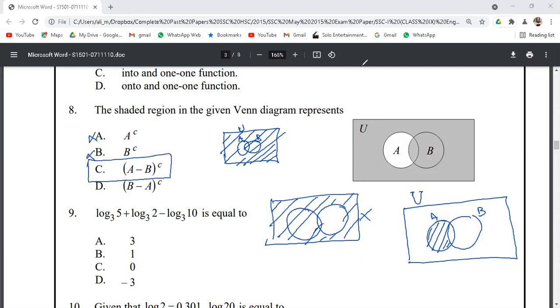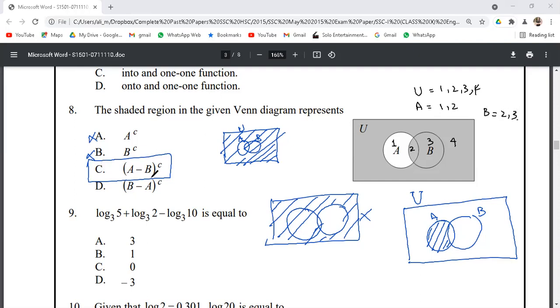One more method to solve this Venn diagram question is that we can take the set values and solve these four operations. Let's say this is 1, this is 2, this is 3, and this is 4. So the values of the universal set will become 1, 2, 3, and 4. The value of set A will become 1 and 2, and the value of set B will become 2 and 3.